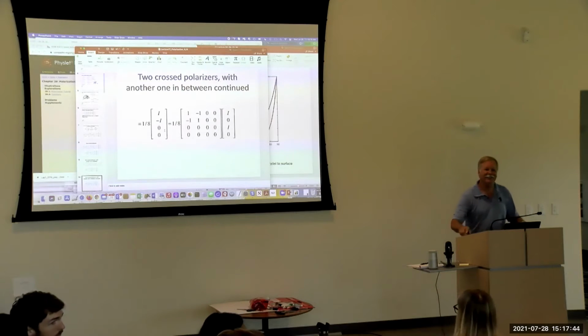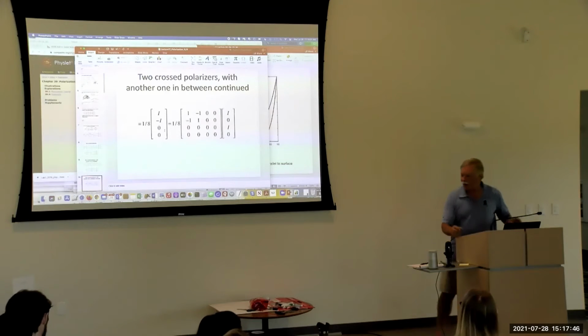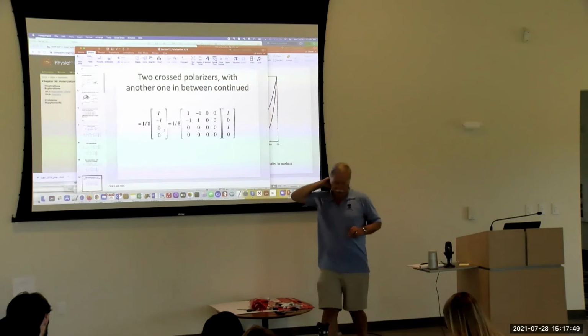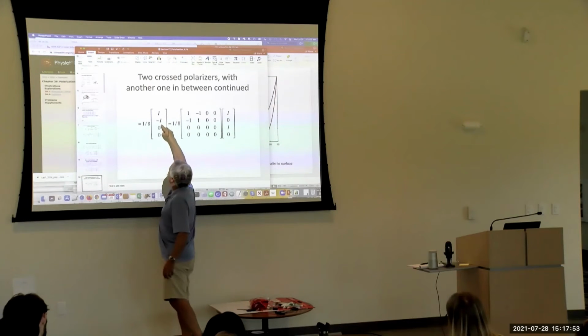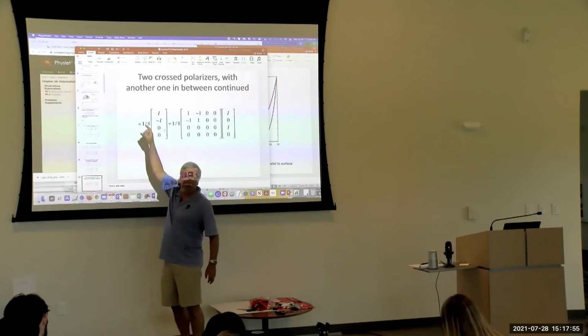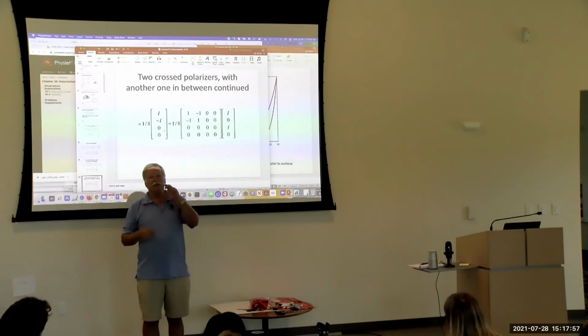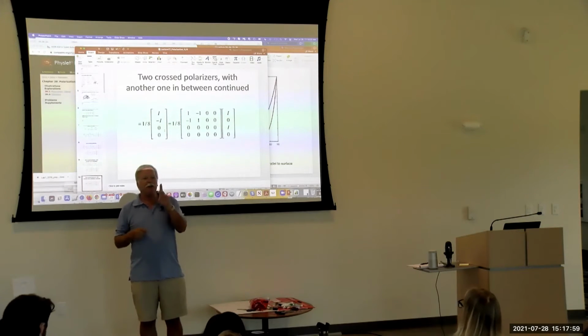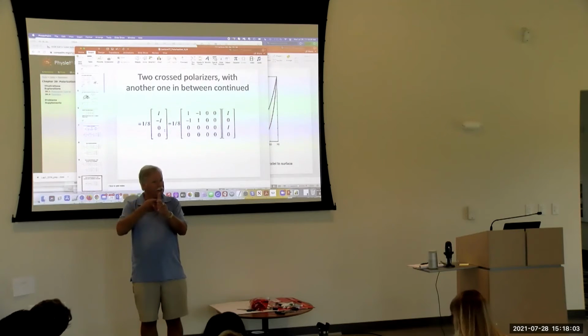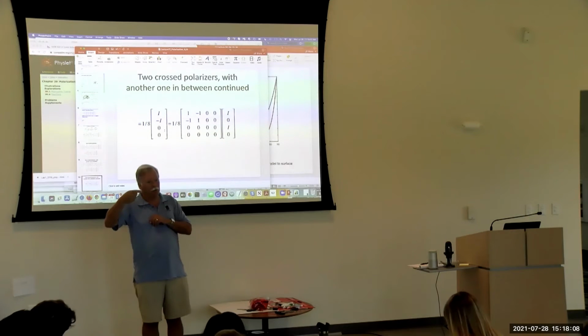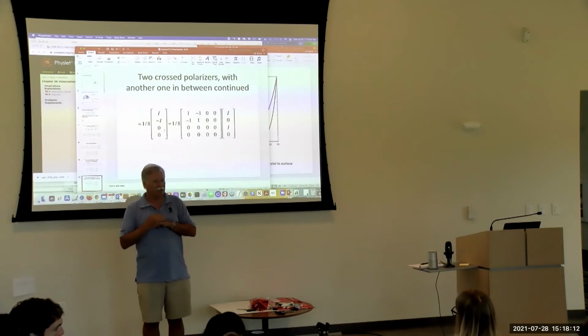What's the negative intensity? The negative, remember when you had the Mueller matrix, this is the Q. It's I, Q, U, and V. So this is the Q element. And Q was the amount of light polarized parallel minus the amount of light polarized perpendicular. So minus means that it's all polarized perpendicular. And that's the amount of light.